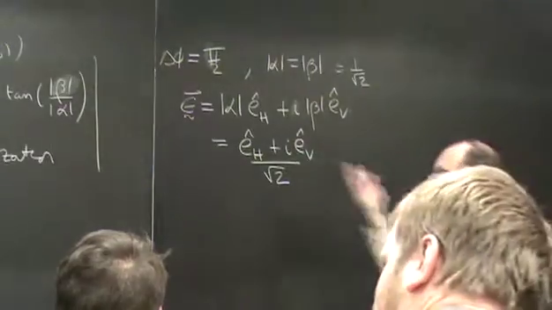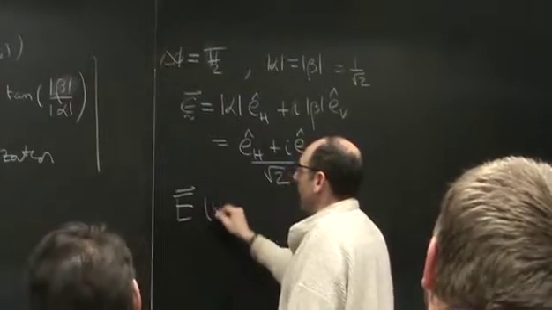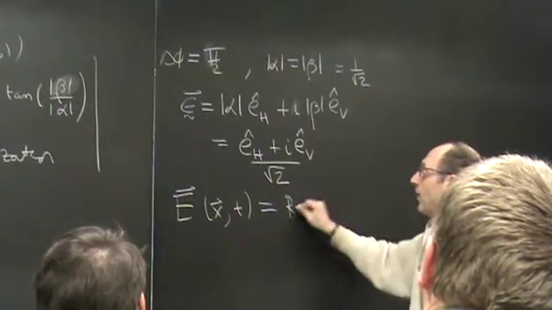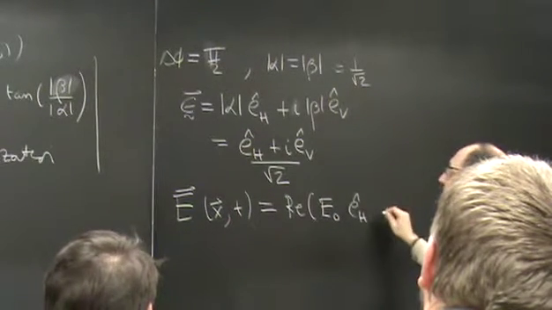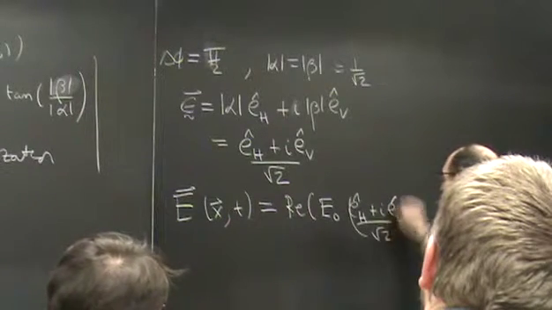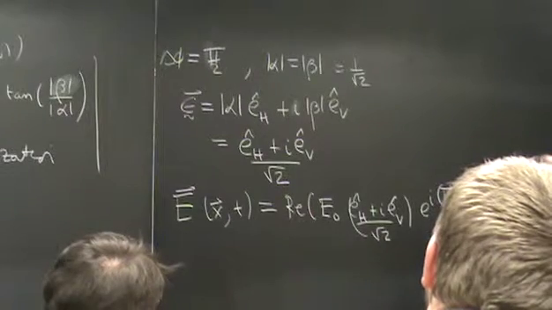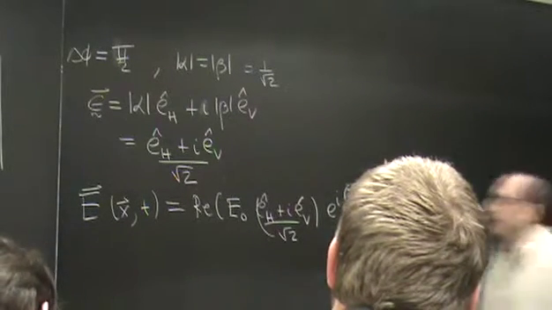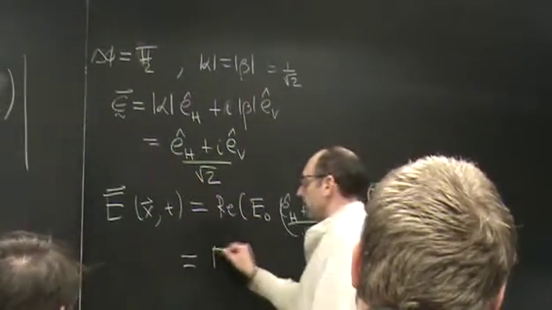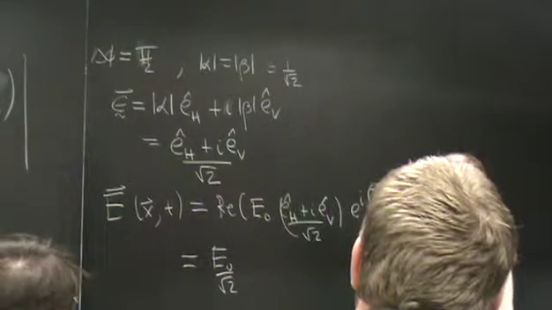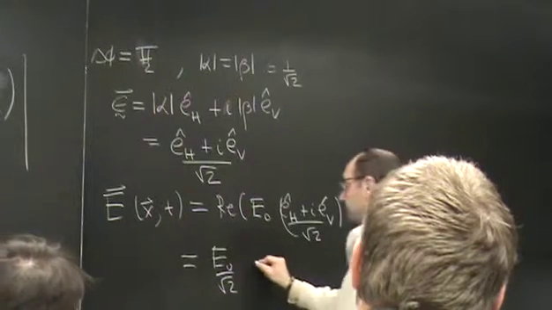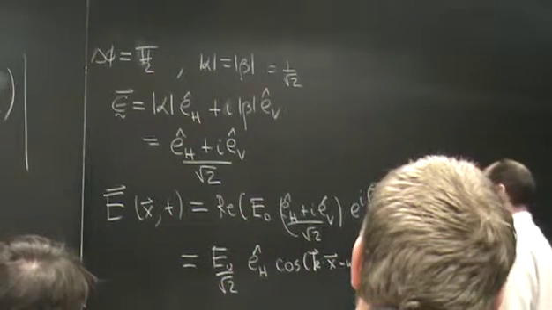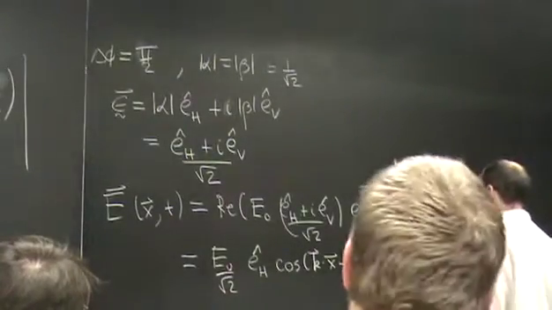Okay, so if I look at this specific case, what is the electric field as a function of position and time? Well, we plug in: this is the real part of E0 (E_H plus i E_V) over root 2 times e to the i (k dot x minus omega t), where I've set the overall phase to be 0, just for a point of reference. So what is this when I take the real part? Well, I have an E0 over root 2. Then I take the real part of this, which is cosine. So E_H is a real vector, cosine (k dot x minus omega t), plus E0 over root 2 E_V sine, or minus sine.